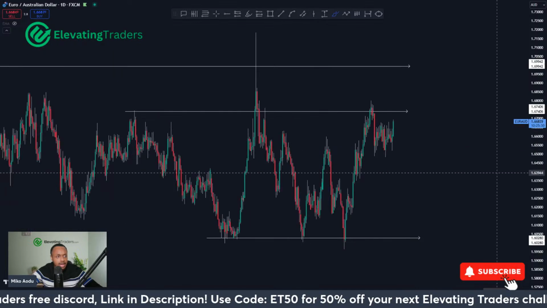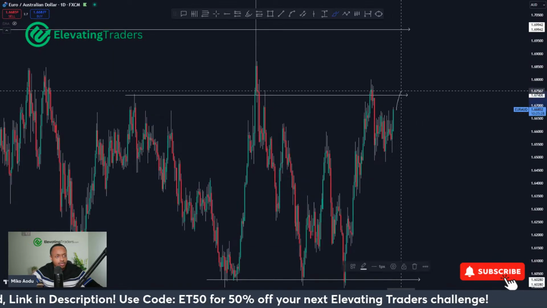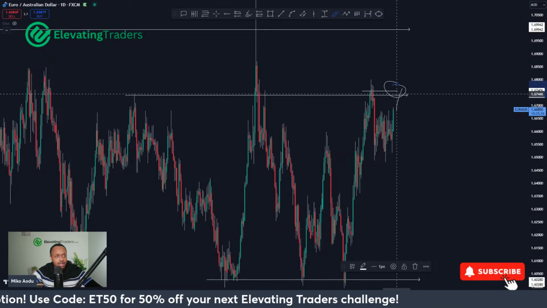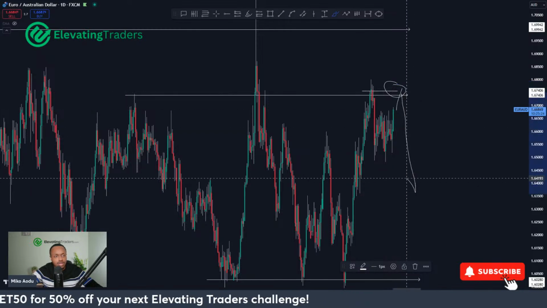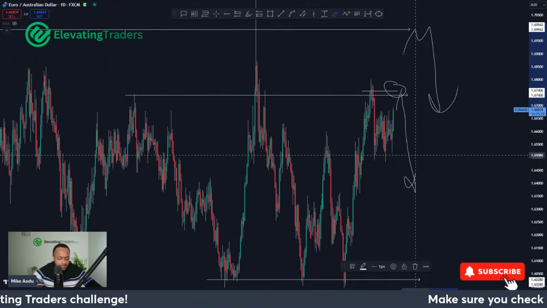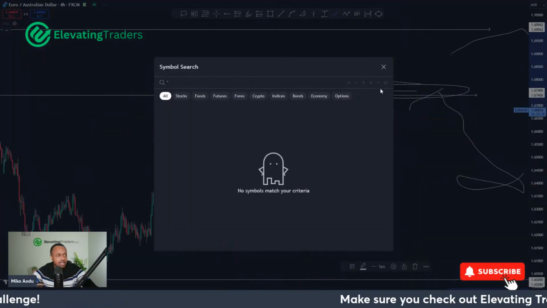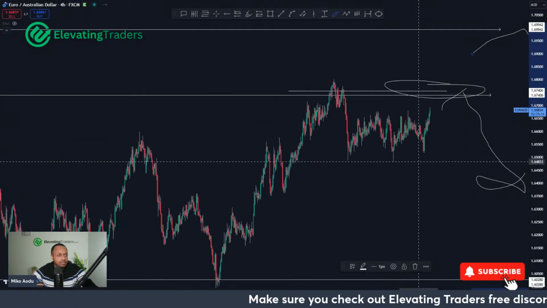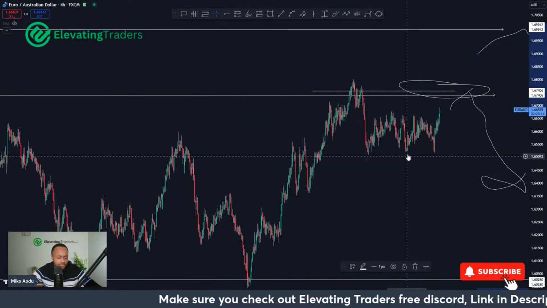So, yeah, if you're looking for shorts for Euro Aussie, I would wait for price to push back to the high, maybe a big double top forms, and you can look for a sell. If not, look for a push back to the high. But yeah, price action has been very, very messy. So, yeah, not a big fan at all.